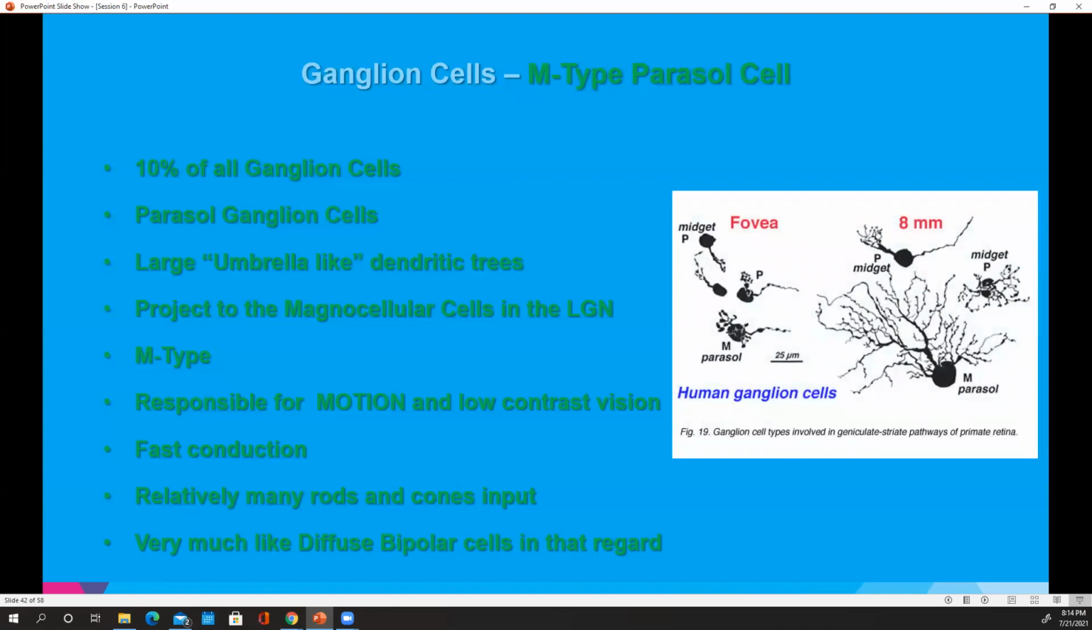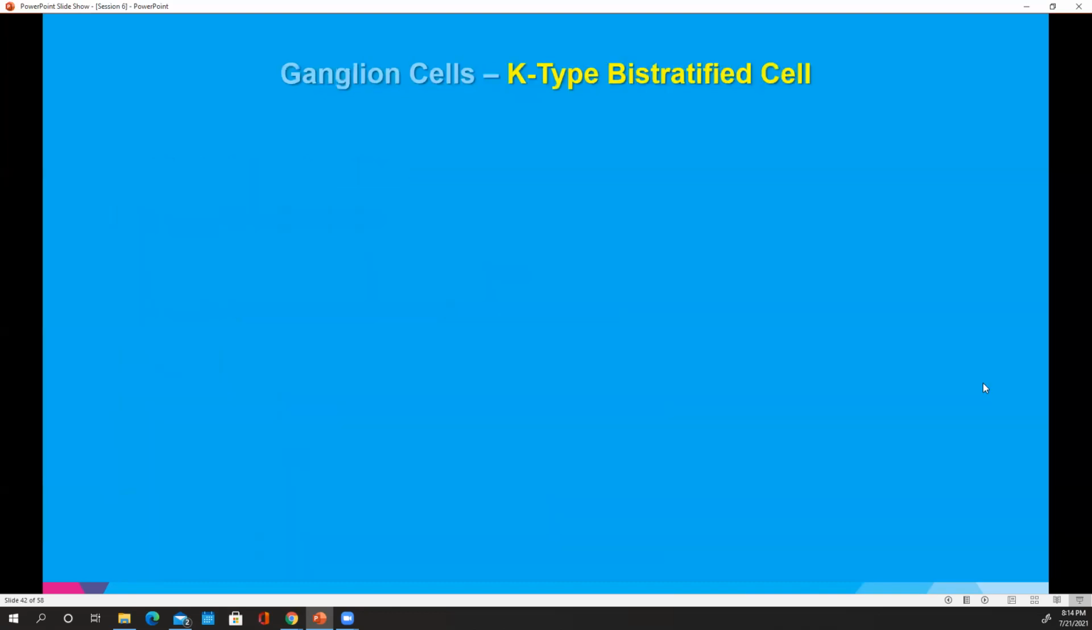Yep. And then if you look, here's your parasol cell. I mean, look how much bigger this is. Now again, parasol cell, M, right? I always say, think of it as an M-type cell, but then remember parasol. Okay? I like that. Right. Now we're going to the next one.